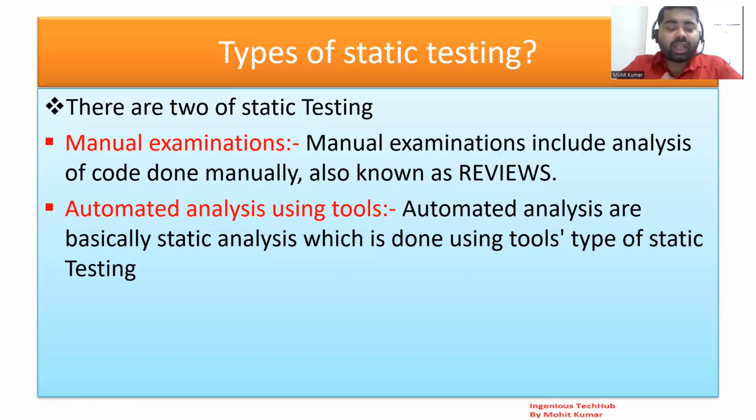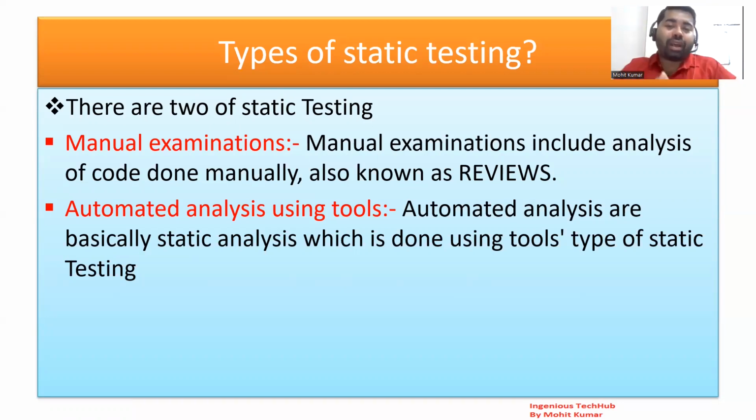So types of static testing. There are two types of static testing. Manual examination. Manually we are just finding all these things. Manual examination includes analysis of the code done manually and is also known as review. So while doing the review, we can find this. Or some tools are there, like I can say automation tools. Many automation tools are there nowadays in the market.